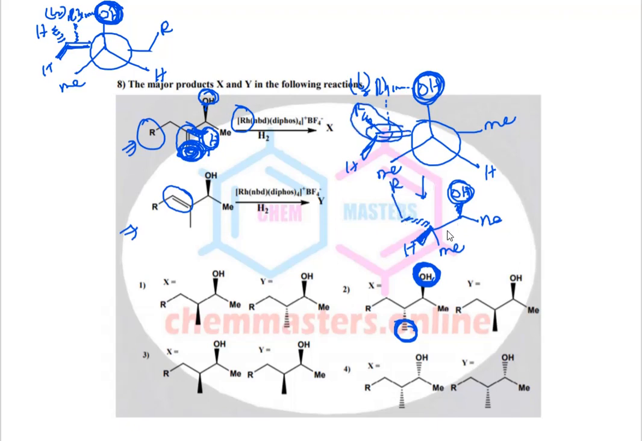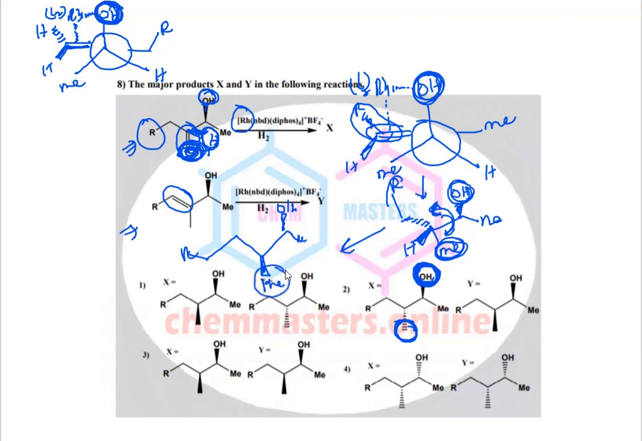Here is the R, right? And we know that in the representation of the final product, the longest chain should be on the plane. So in that consideration, we need to rotate this single bond. So if you rotate this single bond, what happens? When you rotate this, the backside group just moves onto the plane, and this methyl group which is on the plane should move above the plane.